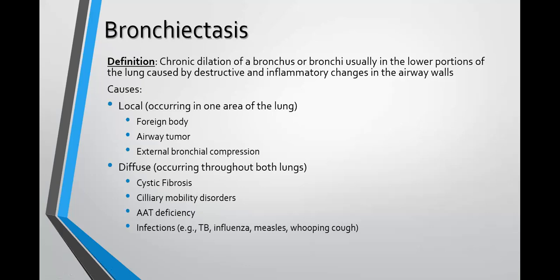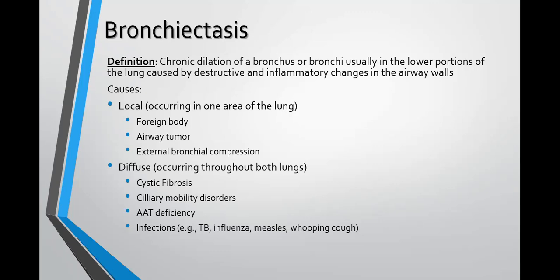So bronchiectasis is dilation of the bronchus or bronchi, okay? Dilation would mean that they're wider than they should be, right? The bronchi or the bronchus is wider than it should be. Now, that widening can either be in one spot or it can be all over the lungs. And there are different types of widening.